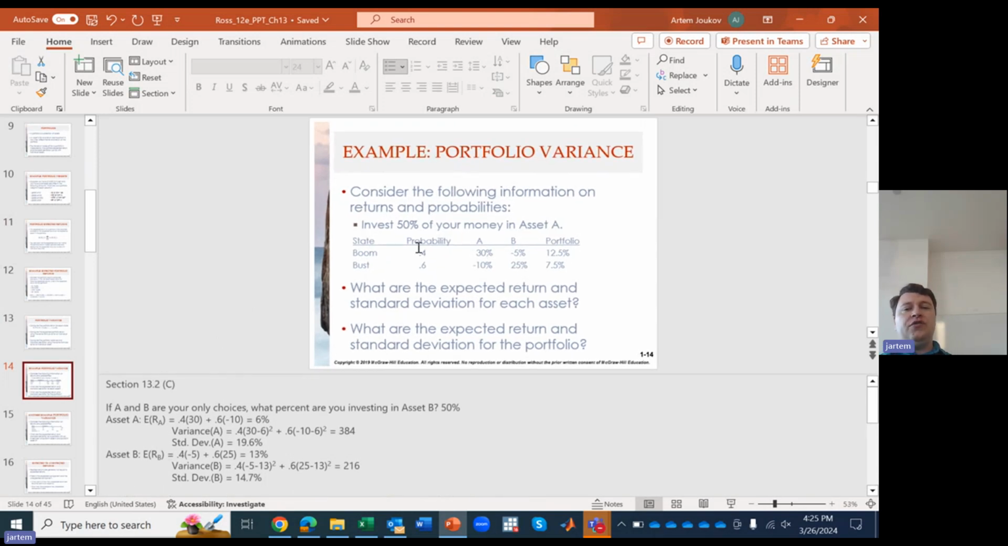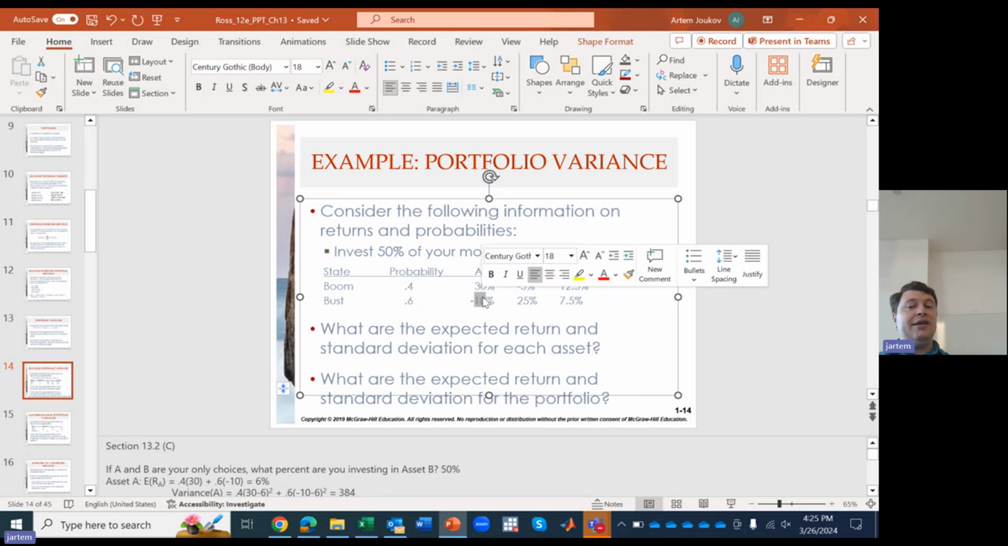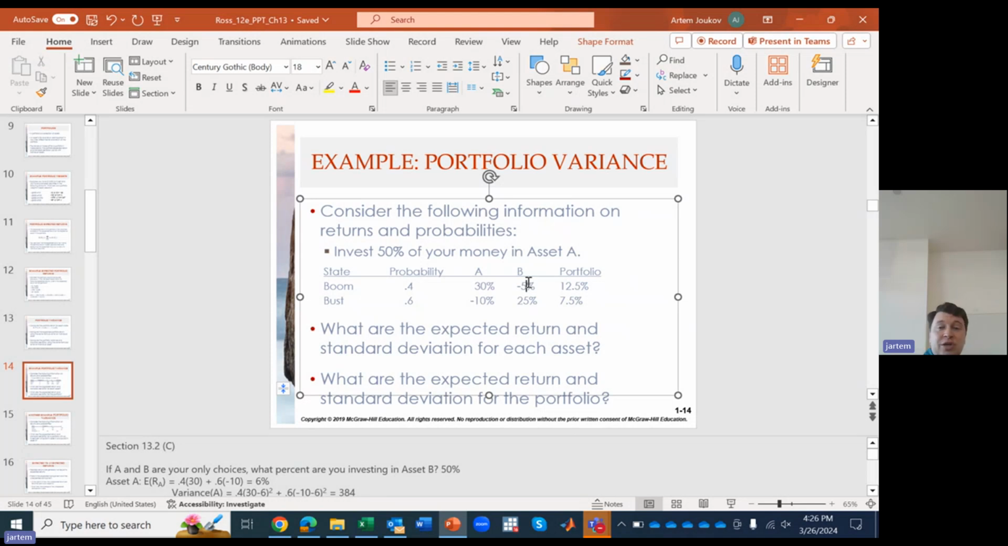Okay, so you've got two states. This problem kind of narrows it down. Okay, you have stock A gives you 30% in a boom and negative 10% in a bust, and stock B is a hedge, right? So its returns in a boom are actually negative, but its returns in a bust are actually positive.